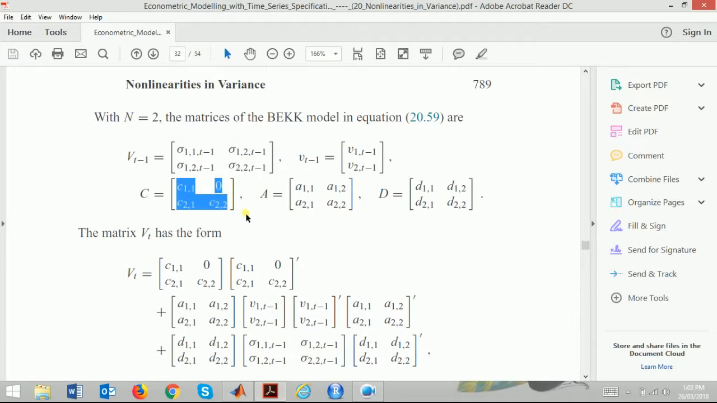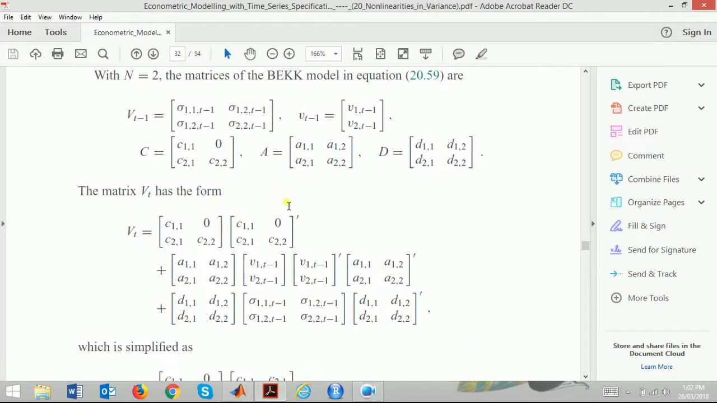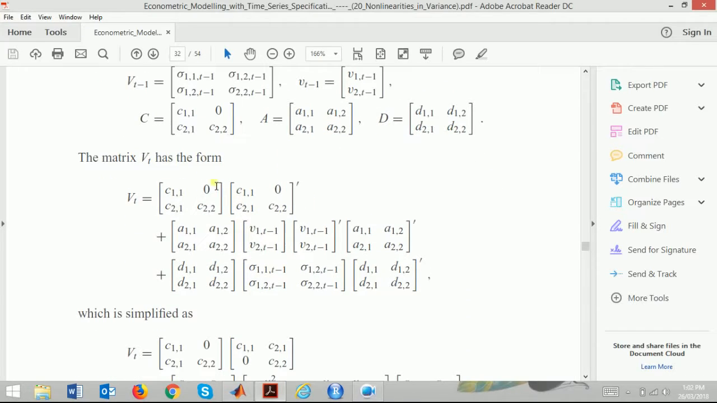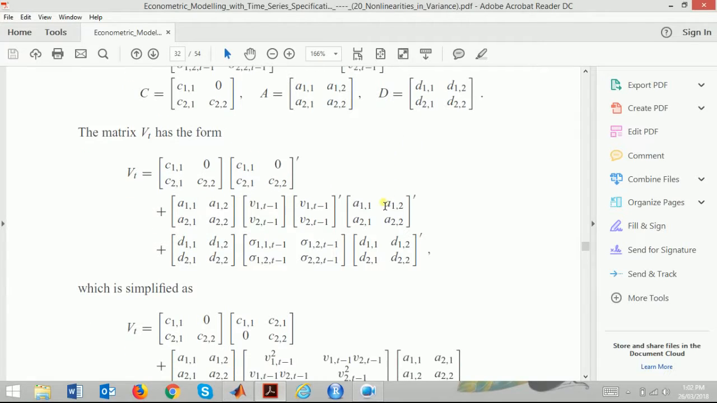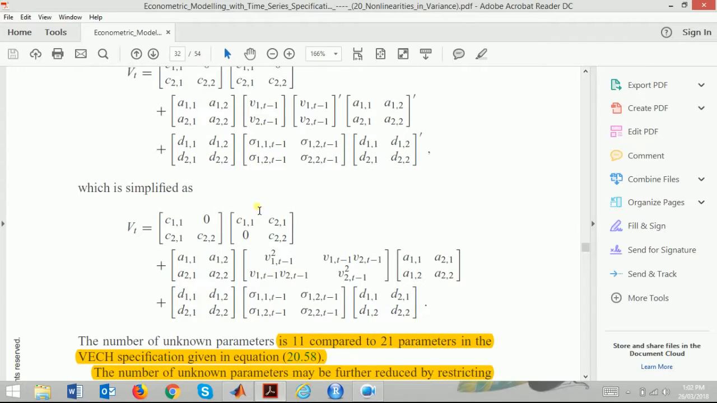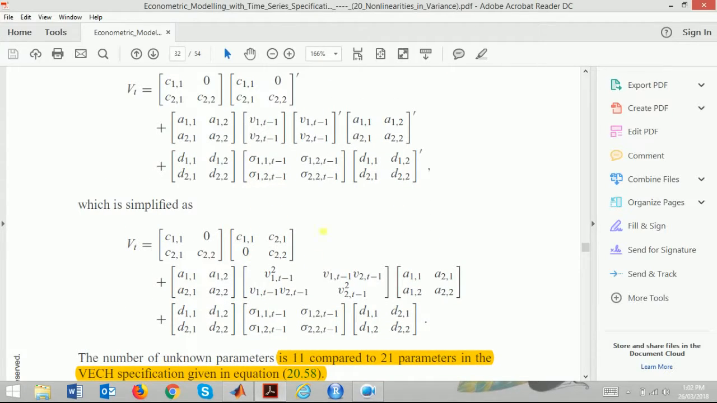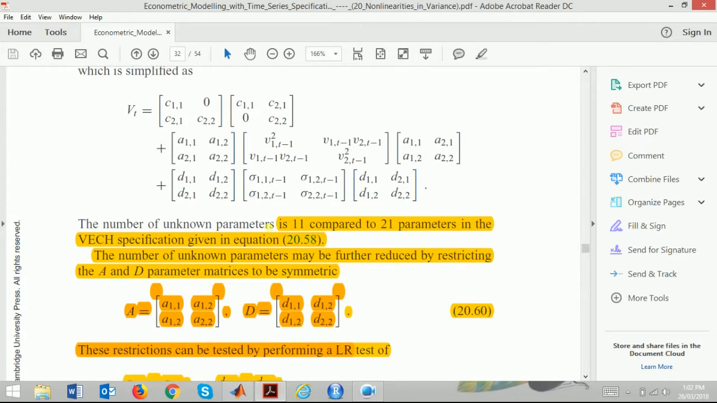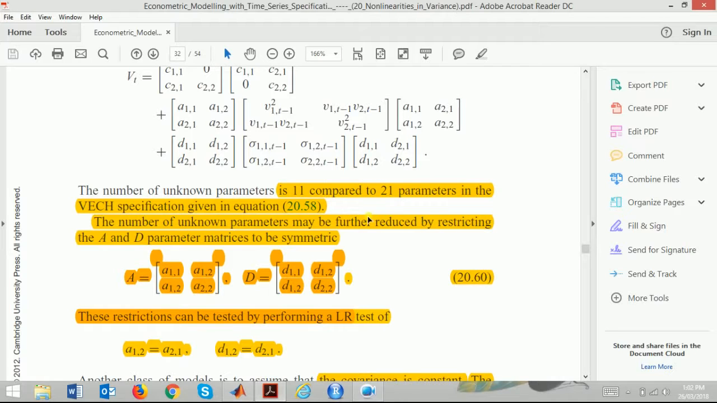This is a lower triangular representation. Because it's a lower triangular representation, the upper portion is becoming 0. Makes sense. So A and D, the matrix has the form. Obviously now we are just simply decomposing. It's a decomposition technique, very simple, which is simplified. When we just simplify them, just change with the inverse and just write it forward.